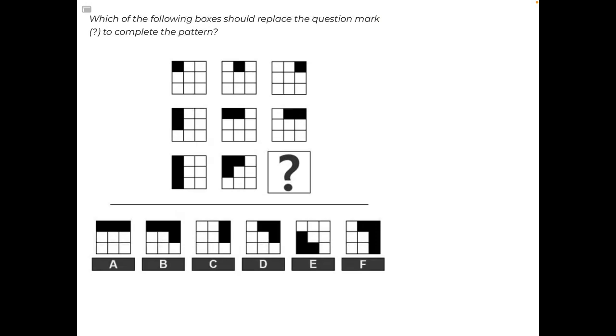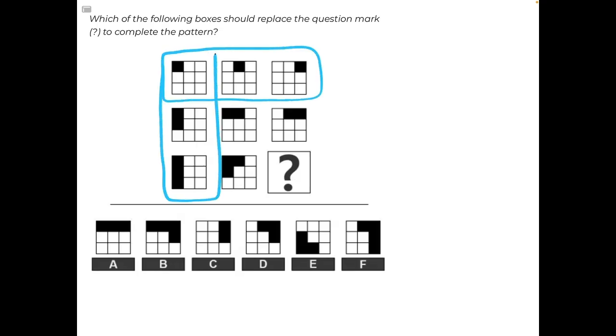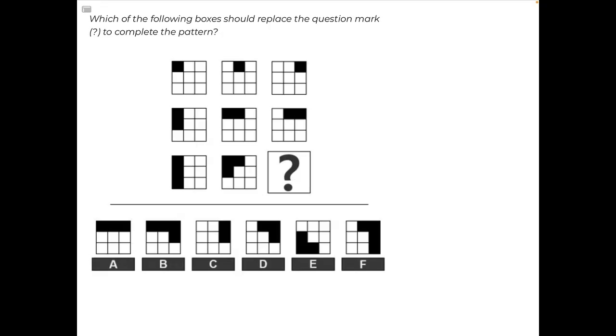To solve this matrix, we need to look at the logic from left to right in our rows and from top to bottom in our columns. From left to right in our rows, we have this first dark square moving one space to the right to be in the middle of that top row, and then another space to the right to be in the third square of that top row. So the logic seems to be that this little black square is moving to the right.